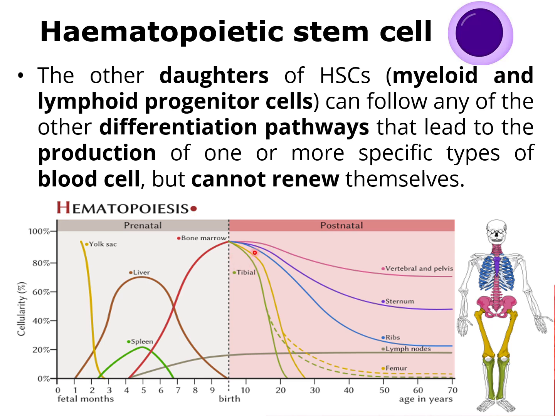Then these different kinds of bones are shown here, in which the maximum blood cells are produced in the vertebral and pelvis bones, which you can also see in this figure. It shows various bone types in various colors, in which the vertebral and pelvis are considered here, where the maximum part of the blood cells are produced. Here you can see on the y-axis it is cellularity, and on the x-axis it is the time limit.